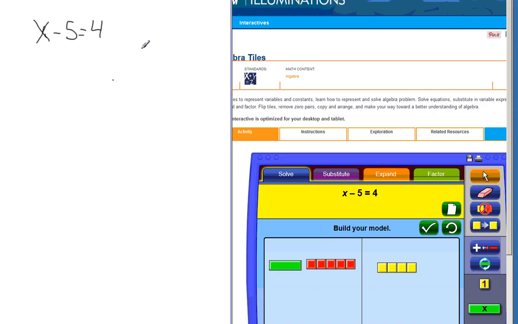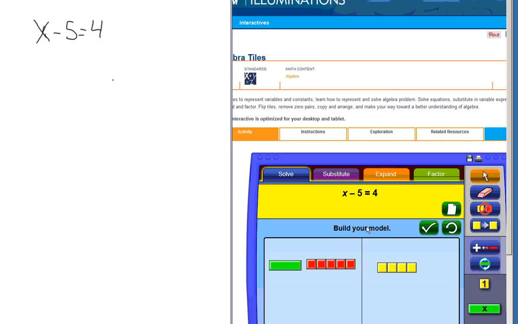So today we're going to be learning how to solve equations. We're going to do this in multiple ways. We're going to use the equations method to the left, and then we're going to use a visual algebra tiles method to the right. So our first equation, x minus 5 equals 4.